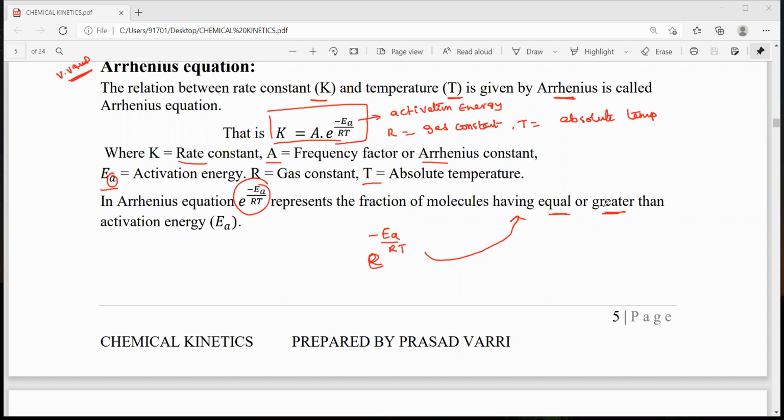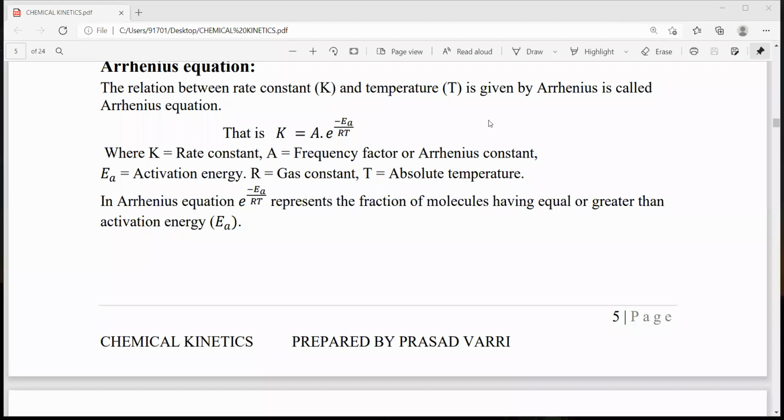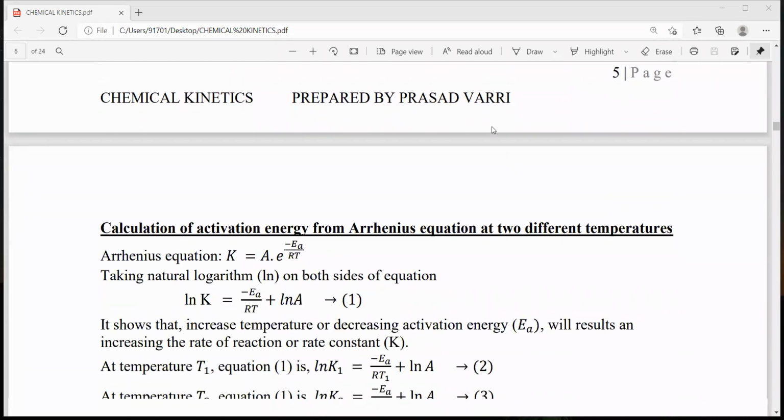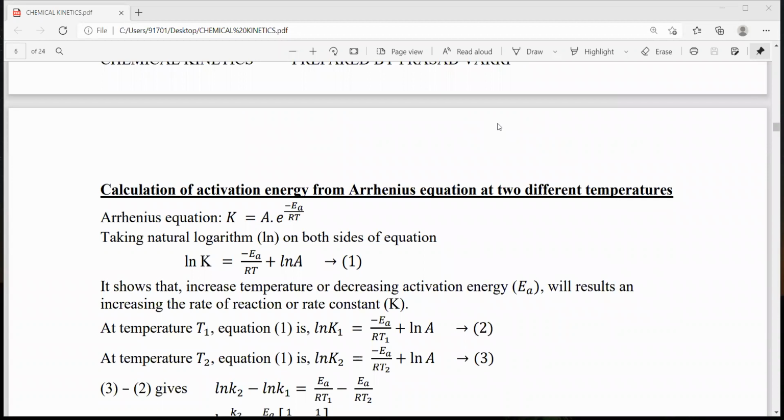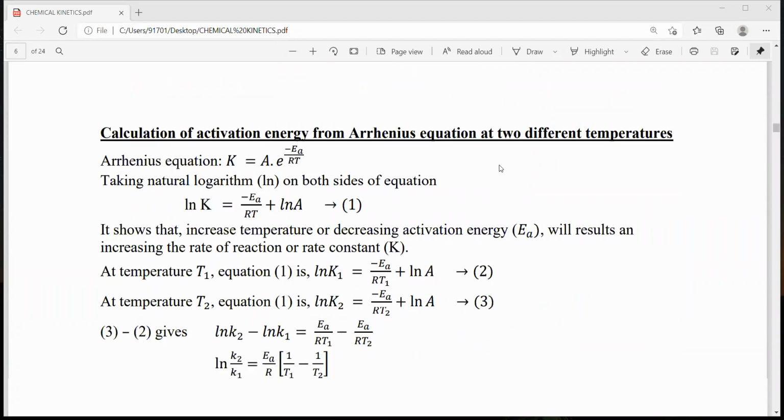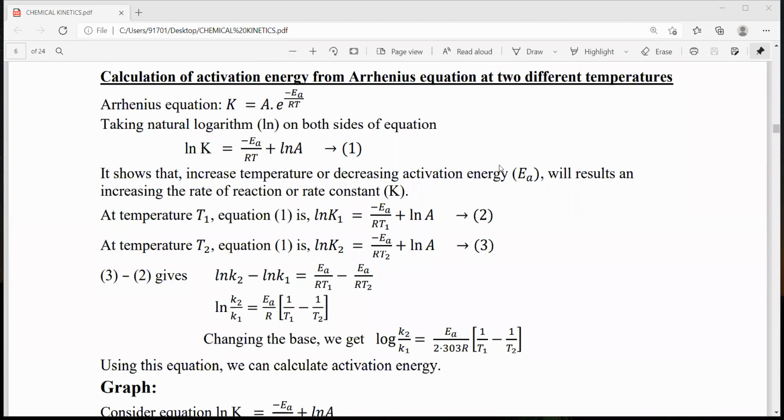Now we need to discuss the collision theory. Arrhenius proposed the collision theory to explain the formation of products, and he calculated the rate constant of bimolecular or elementary reactions. Before discussing that, we'll now discuss the calculation of activation energy from the Arrhenius equation at different temperatures. This equation is very, very important, and the graphical representations also we'll now discuss.